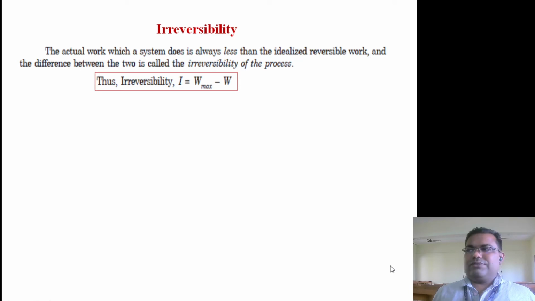Next one is irreversibility. I said irreversibility is the loss of energy, right? And why will loss of energy take place? Due to various factors.